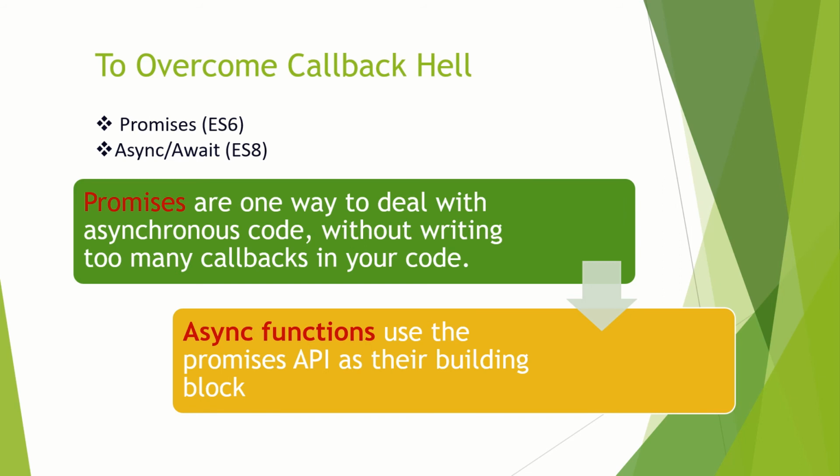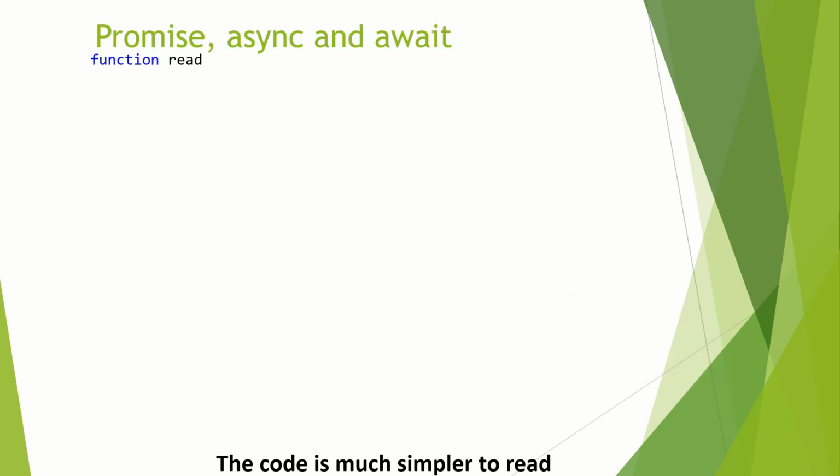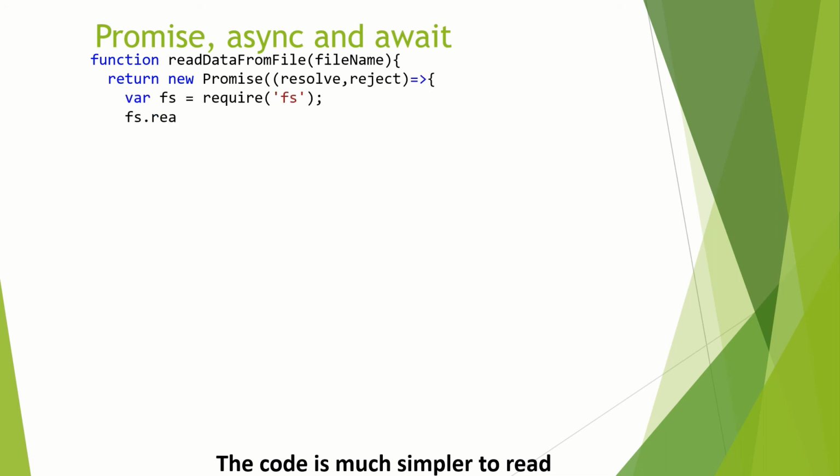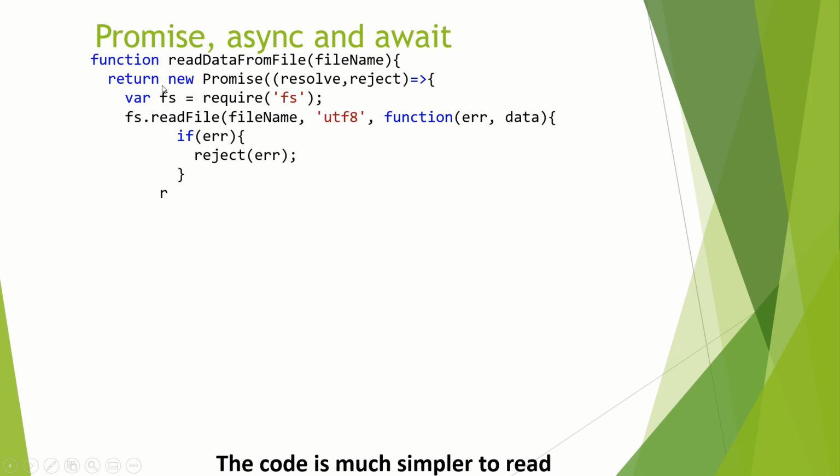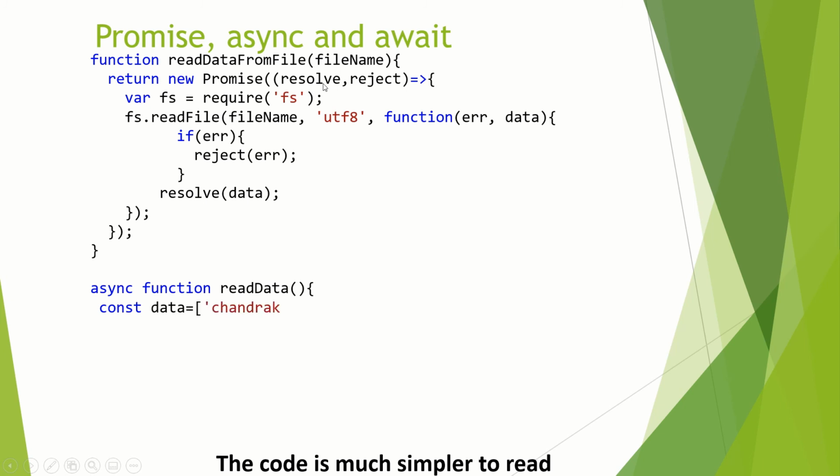Now let's understand it by example. Here I have just converted the read data from file function into async await. Whatever code we had written in read data from file in the previous example, I have wrapped inside a new promise. This is the syntax to write code inside a new promise: return new promise, with two parameters, resolve and reject.